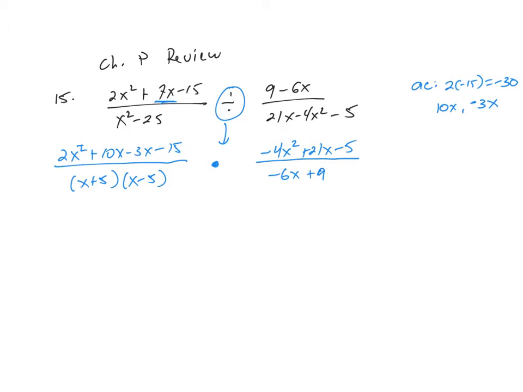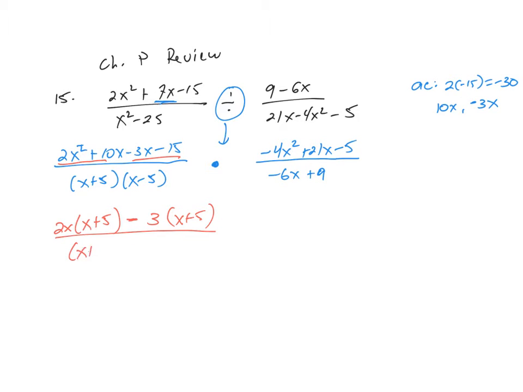Now I'm going to continue factoring. I'm going to look at this quadratic that we rewrote, splitting the middle term. And I'm going to group the first two and the second two terms. So I'm going to take the greatest common factor out from 2x squared plus 10x. That'll be 2x. And that will leave me with x plus 5. From the second two terms, I'm going to factor out a negative 3. That'll leave us with x plus 5.